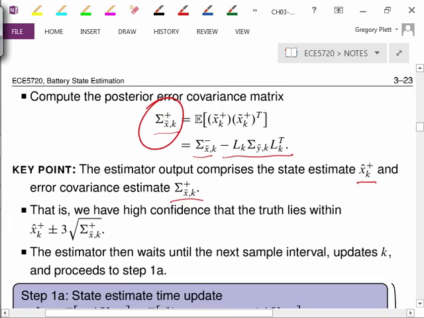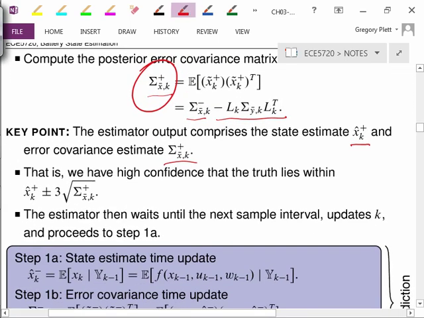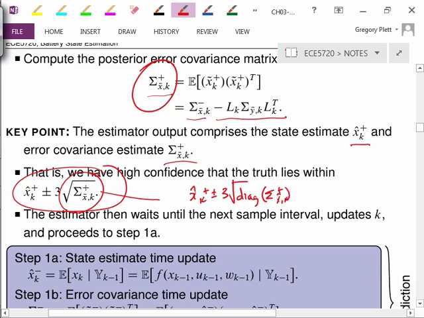The sigma, the covariance, can tell me about error bounds. So we could say we have high confidence that the truth lies within the estimate plus or minus 3 standard deviations. This is a bit of a short form because we're talking about a matrix here. Actually, I could probably be precise if I just said x hat k plus or minus 3 times the square root of the diagonal of sigma x tilde,k plus. That's really what I mean. We take the diagonal elements, which are the variances, and we take the square root to get the standard deviations, and we can add and subtract 3 standard deviations.